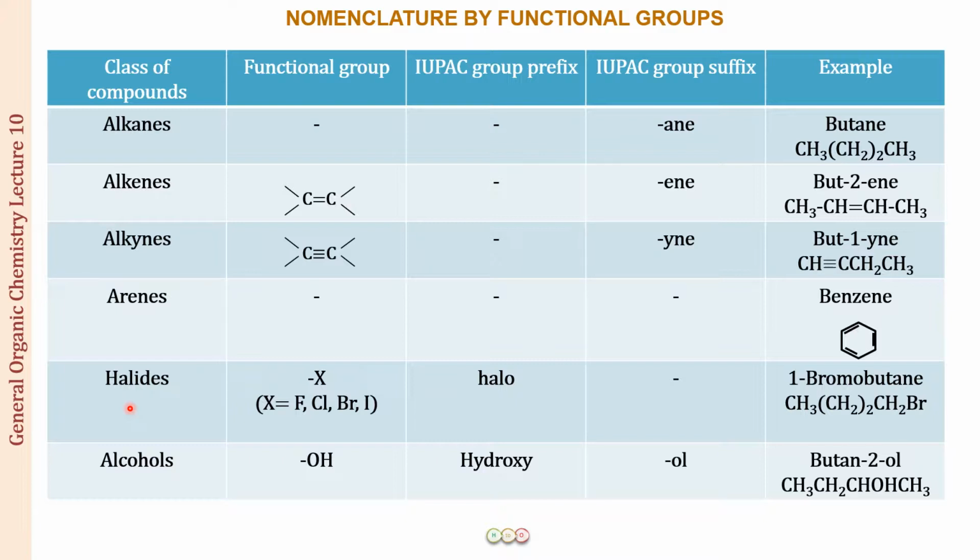What do we mean by alkyl halides? We will have an alkyl group, and behind that alkyl group there will be a halogen atom. The halogen atom in the organic compound we denote in general by the letter X, and this X denotes a fluorine, chlorine, bromine or iodine atom in the organic compound. The prefix we use for them is halo.